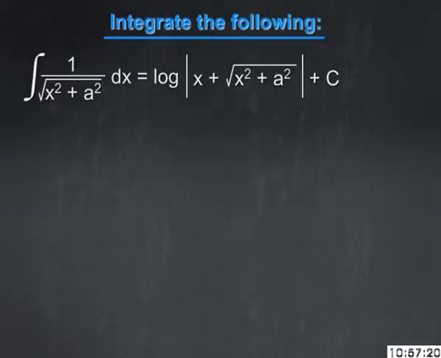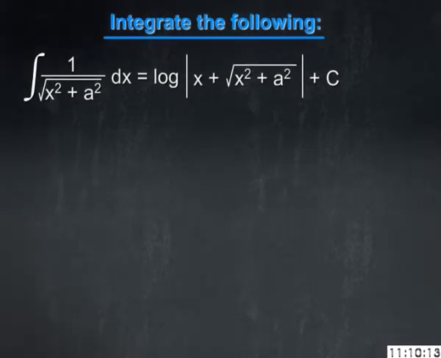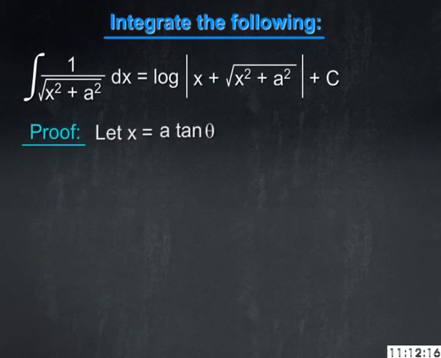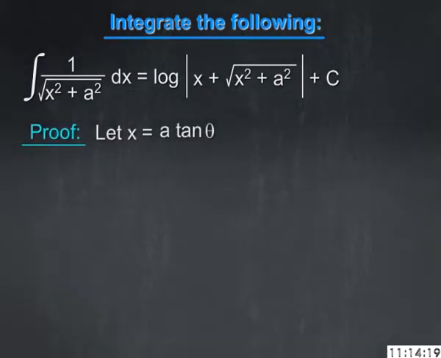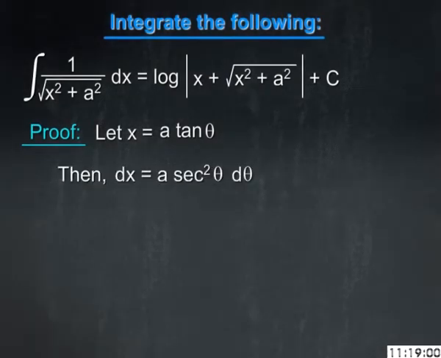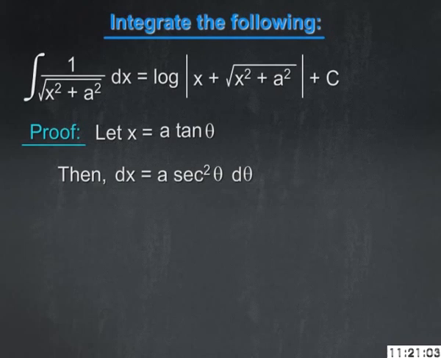Now let us consider the integral of 1 upon square root of x square plus a square with respect to x is equal to log of mod x plus square root of x square plus a square plus c. Now its proof. Let x is equal to a tan theta, then derivative of x is equal to a into secant square theta into derivative of theta.